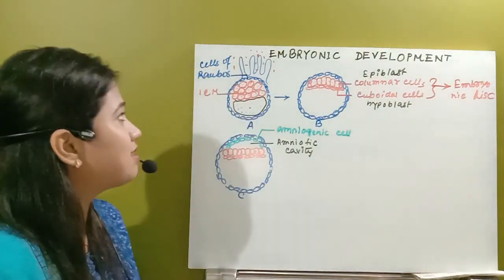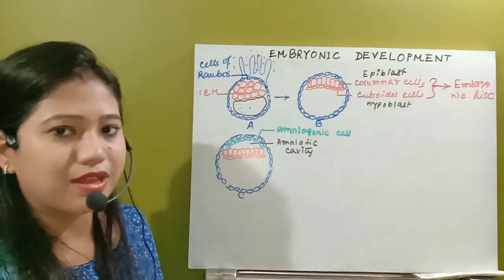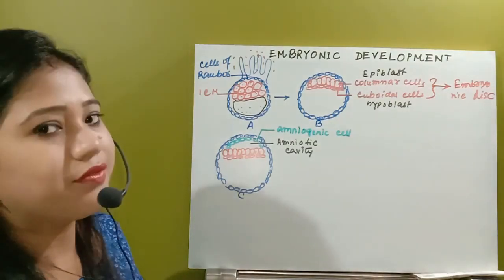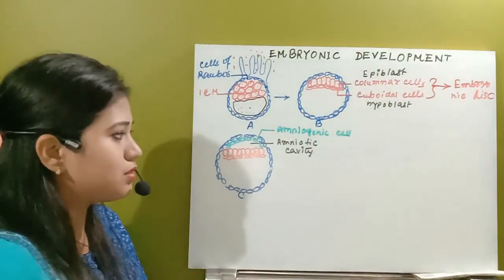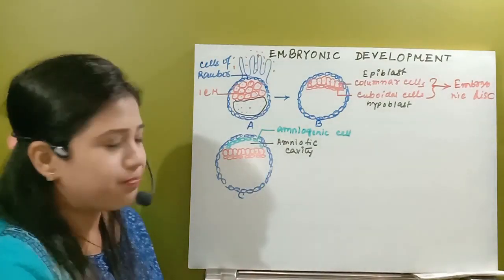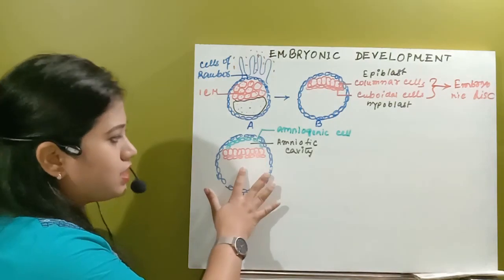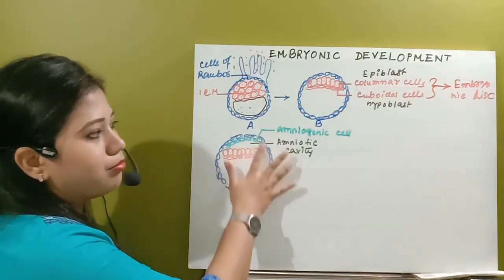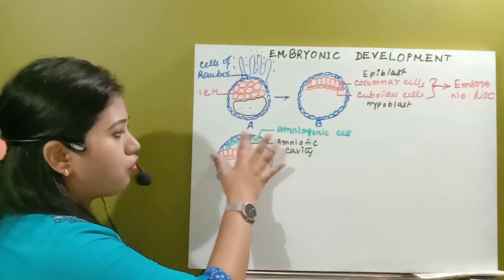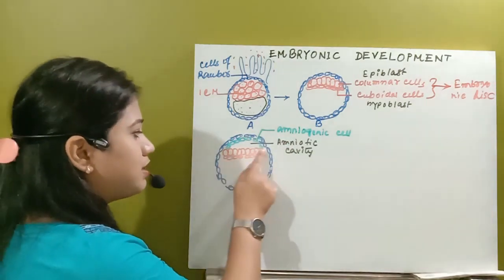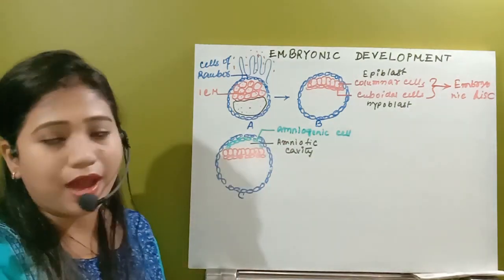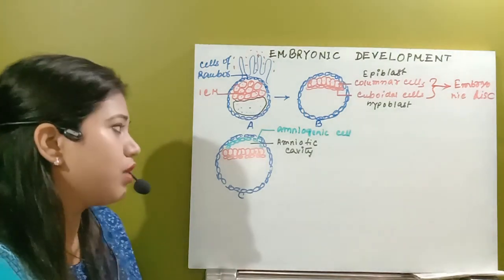So Rauber cells are the trophoblast itself, present above the inner cell mass. You can see here a cavity has developed, the amniotic cavity. In that amniotic cavity the roof is formed by the amniogenic cells, which are formed from the trophoblastic cell layer, and just beneath that the floor will be formed by the epiblastic cell layer.